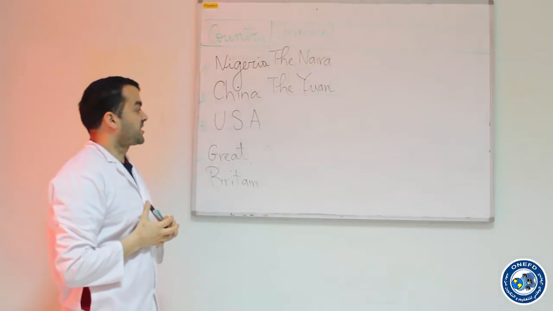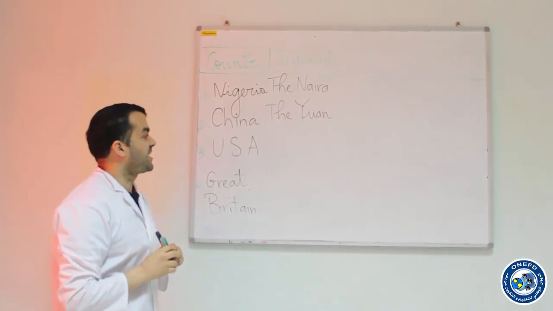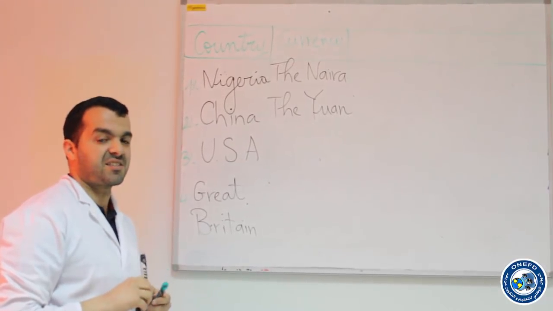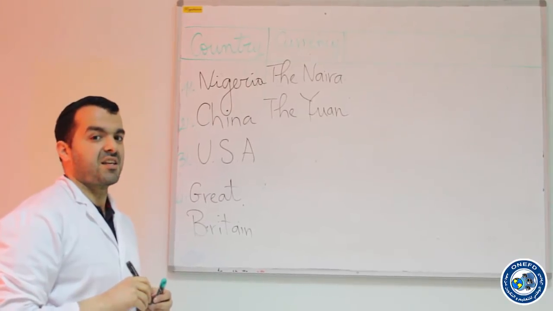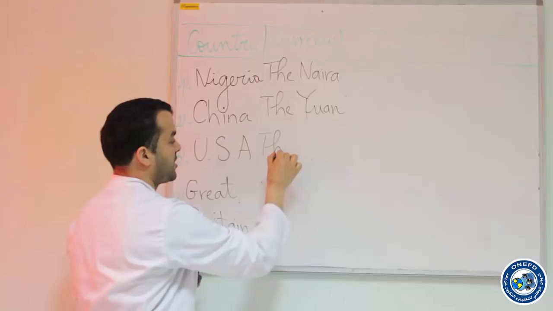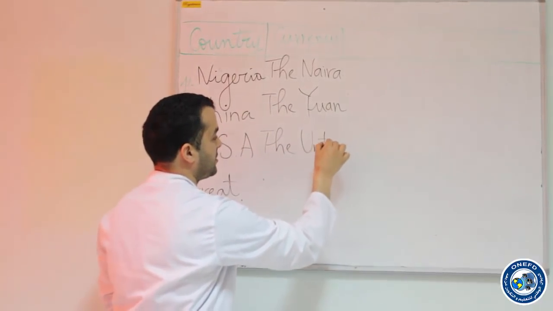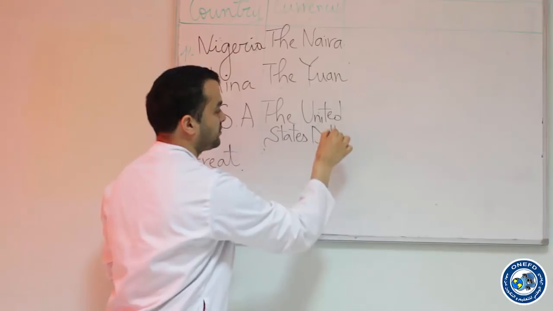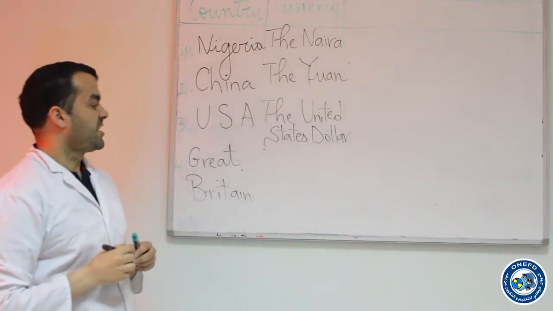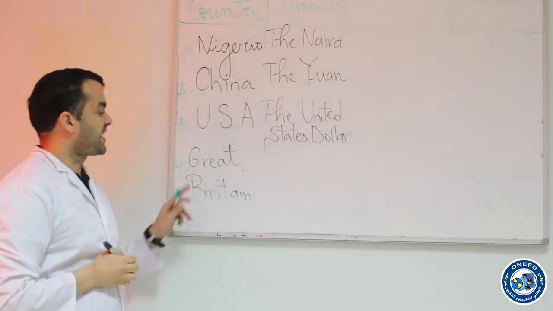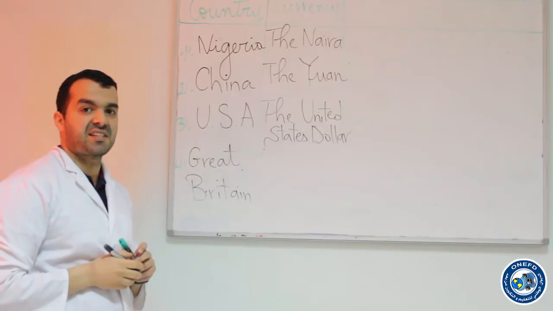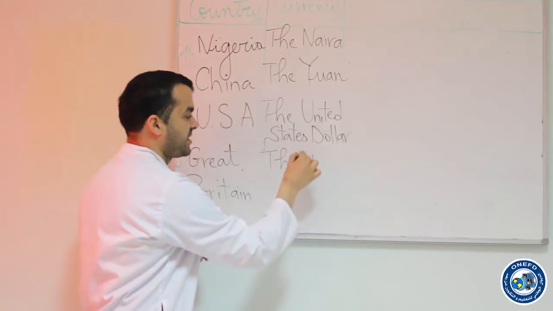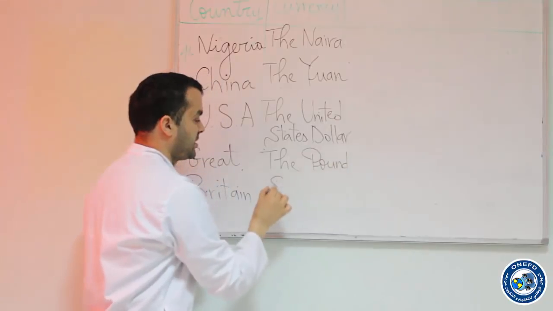Okay. The third country, USA. What is the currency of USA? It starts with D. The dollar. Very good. Or the United States dollar. The last one. What is the currency of Great Britain? It's the pound sterling.